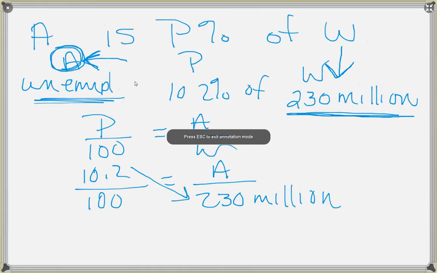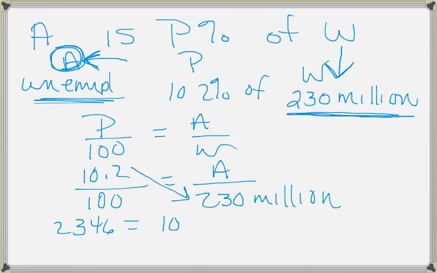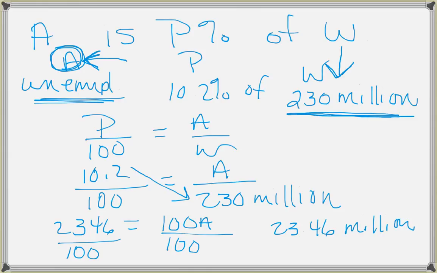So 10.2 times 230 is 2346. 100 times A is 100A. Divide by 100. So if I divide 2346 by 100, I get 23.46 million, because my answer is in millions, Americans are unemployed. So that's how we're going to use this.